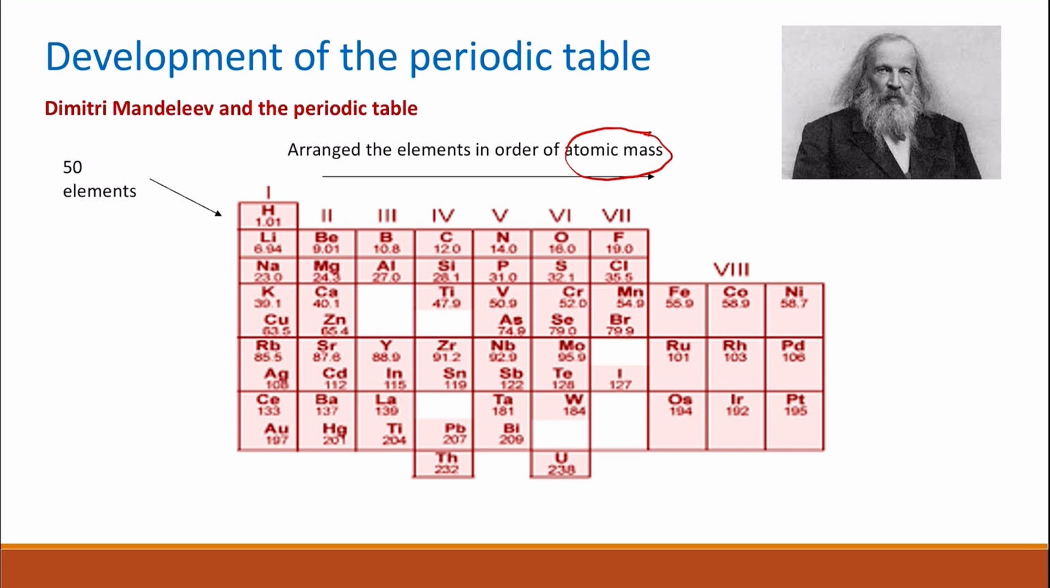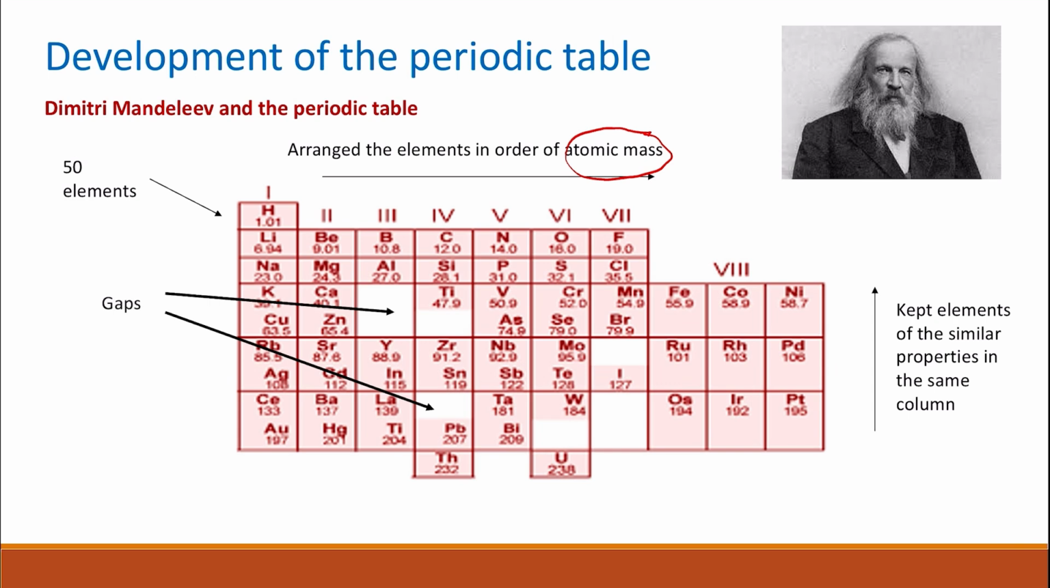He didn't arrange them in order of atomic number, because the atomic number is the number of protons, and the protons were not discovered at this time. He arranged the elements in certain groups or certain columns to fit certain properties, where the elements in the same group have similar properties. Sometimes he switched the order of some elements because he wanted to make them fit the properties of the same group. He left some gaps in his periodic table, and elements later on, when they were discovered, fitted well in these gaps.